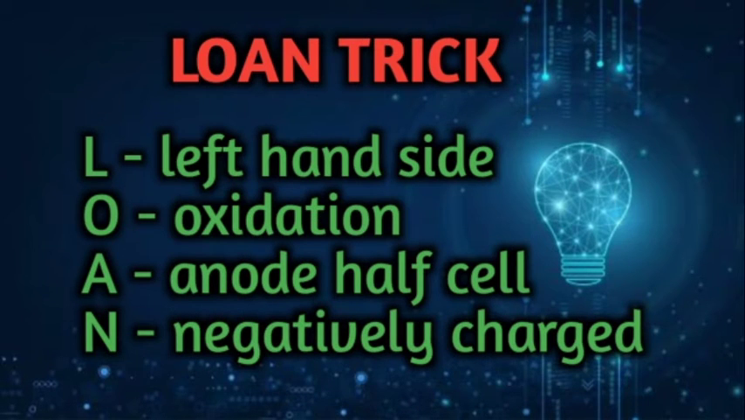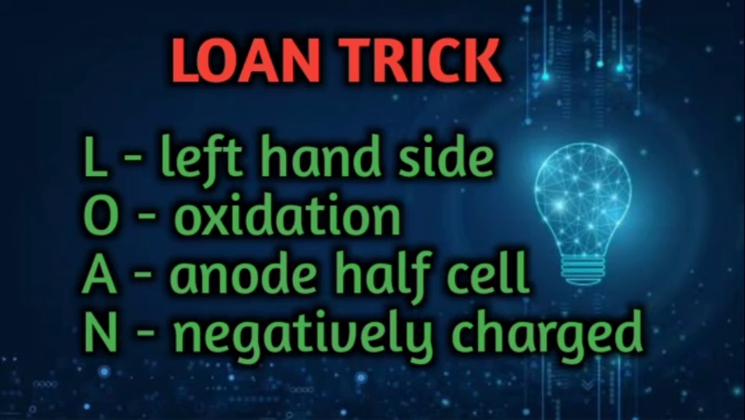Now we are going to see a trick called the LONE trick. In electrochemistry, there is a convention according to IUPAC that the anode will be on the left hand side. So here is a trick to remember everything by the word LONE. There is an expansion for every single letter. First we'll see L. L denotes left hand side and O is for oxidation, A is for anode of the cell and N is for negatively charged. If they ask any question regarding these, just write LONE and its expansion.